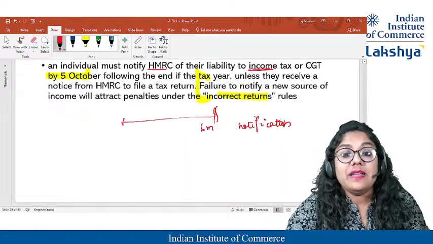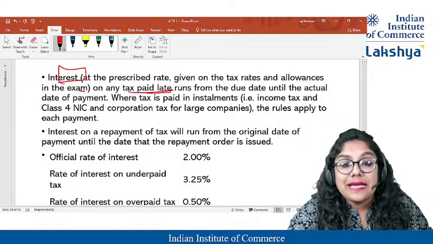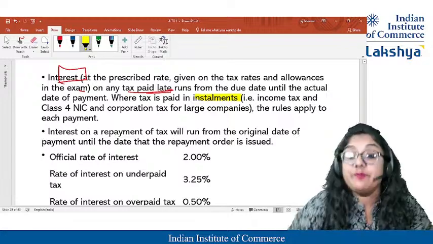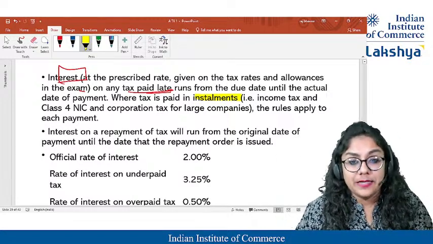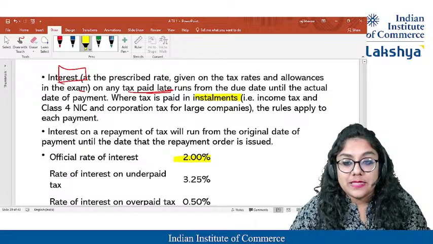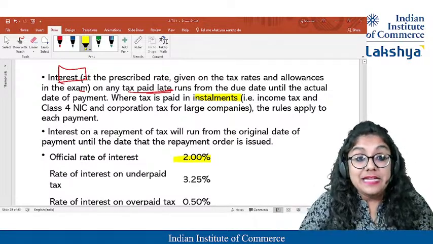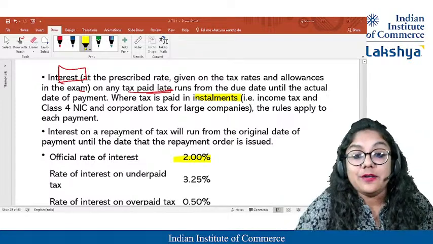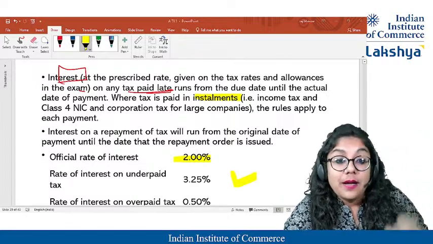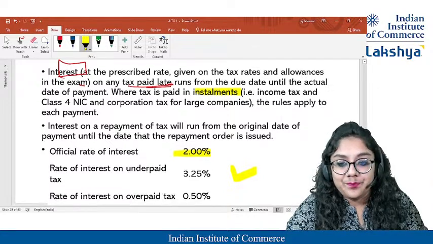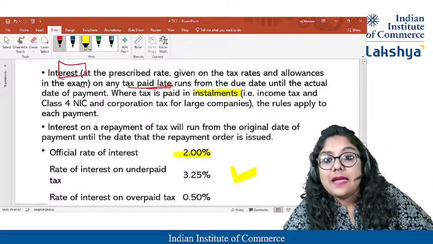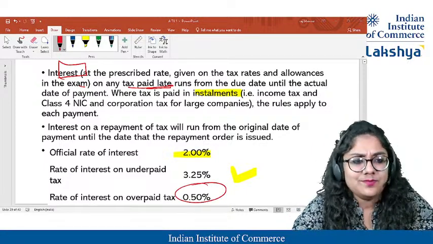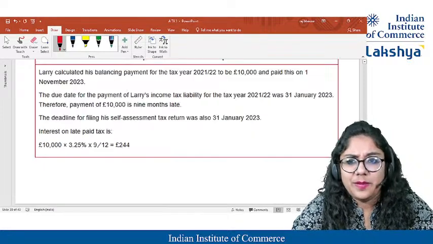How much is to be paid? When tax is paid in installments, 3 installments, income tax and NICs and corporation tax of big companies, they have to pay on the due dates. The official rate will be 2%. But if I have underpaid tax, I have to pay interest of 3.25% multiplied by how many months of delay. If I had overpaid tax, I will get interest of 0.50% only, because the government is not going to pay me extra. They will pay me up to the max limit.